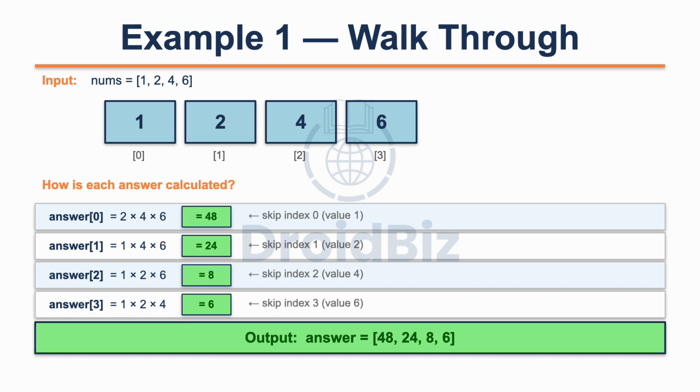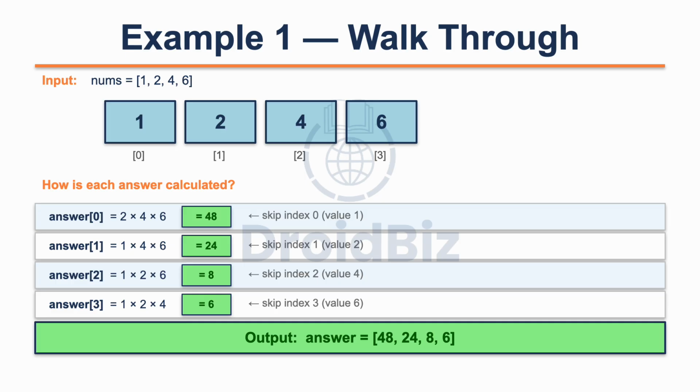Let's walk through example 1 to understand what the problem is asking. Our input array is 1, 2, 4, 6. For each position, we need to multiply all elements except the one at that position. For answer at index 0, we skip the value 1 and multiply 2 times 4 times 6. That gives us 48. For answer at index 1, we skip the value 2 and multiply 1 times 4 times 6. That gives us 24.